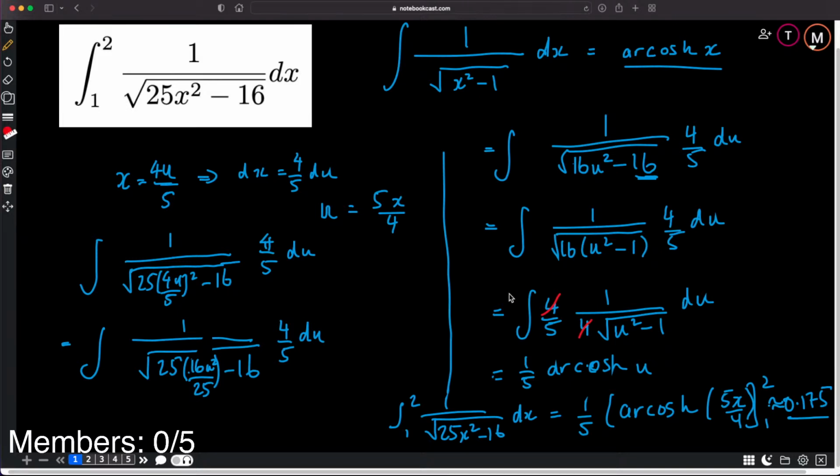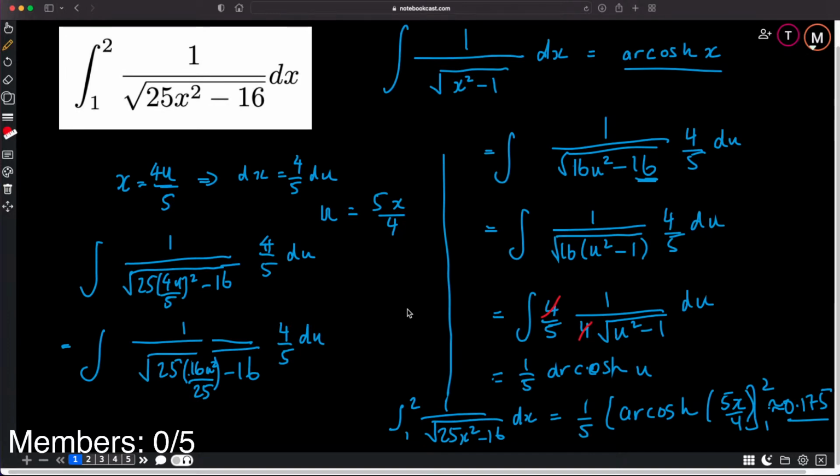Yeah, there you go. So that was a starter on A-level integration, and now we're going to get into some trig identities for GCSEs.